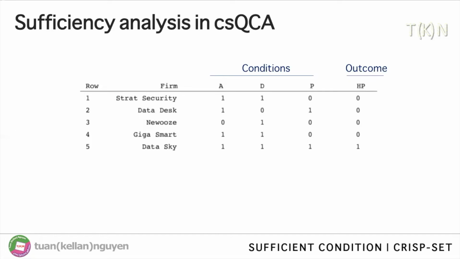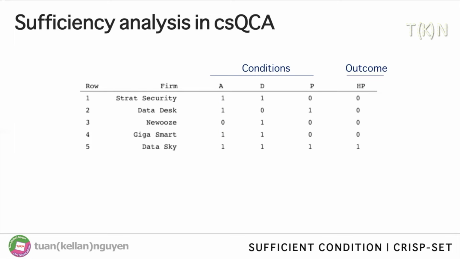Each row is the observation from one specific firm. Each column has crisp values. 1 means a full member of the set, and 0 means a non-member of the set. As a first simple step, we may start by investigating which individual conditions, A, D, B, are sufficient for the outcome.